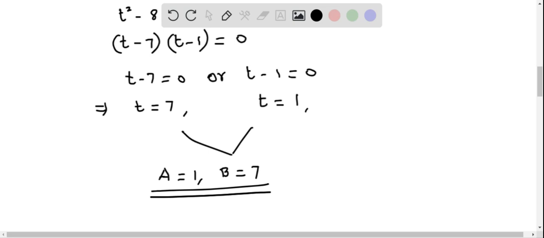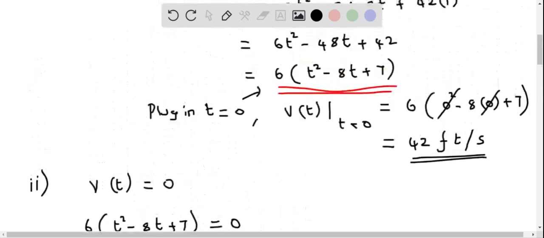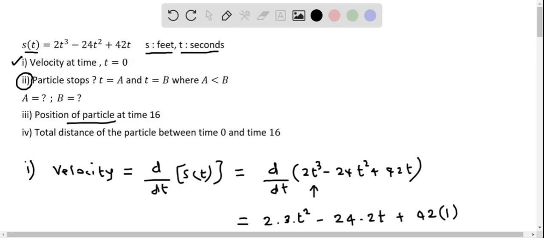So this is the answer for part 2. These two are basically in terms of seconds, because the unit of time is seconds as given in this question. Now let's move on to the next part, which is we have to find the position of the particle at time 16. So I can do it over here.